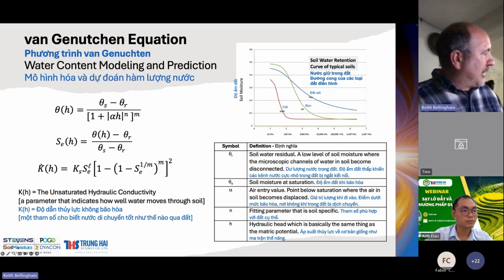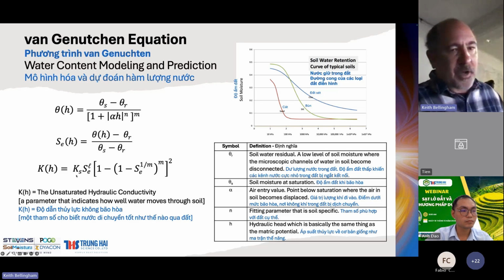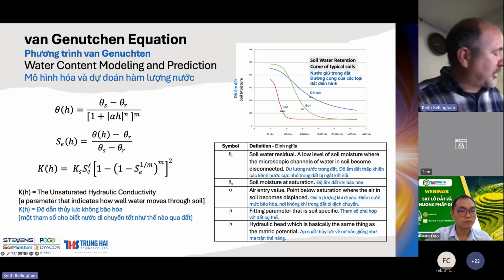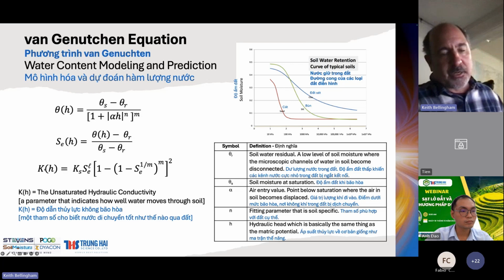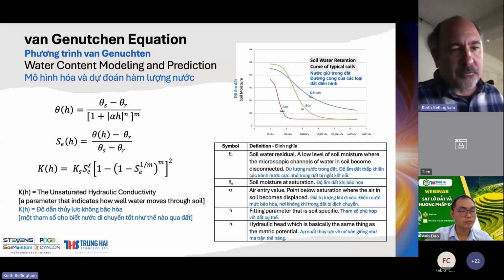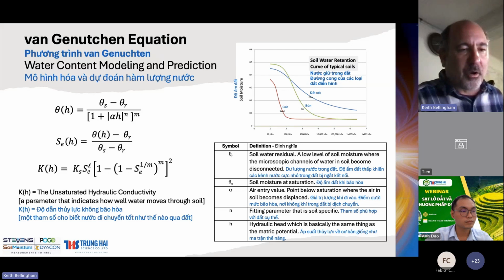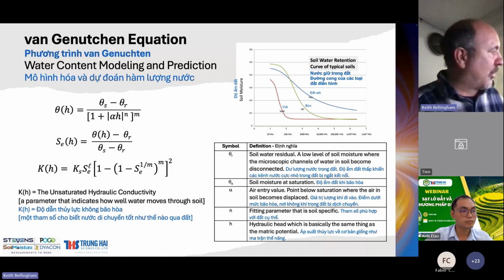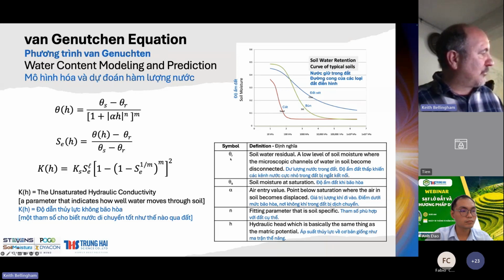So with the Van Genuchten equation and the saturated hydraulic conductivity, we can calculate the unsaturated hydraulic conductivity, which is a function of moisture content. As the moisture content changes, the unsaturated hydraulic conductivity of soil is going to change. And it's that unsaturated hydraulic conductivity that's changing in the soil, which determines how well the water drains out of the soil. So with this water retention curve, the first parameter here is the soil water residual.